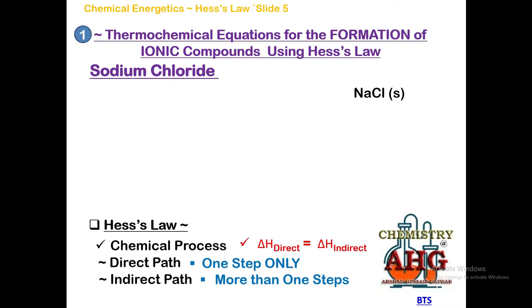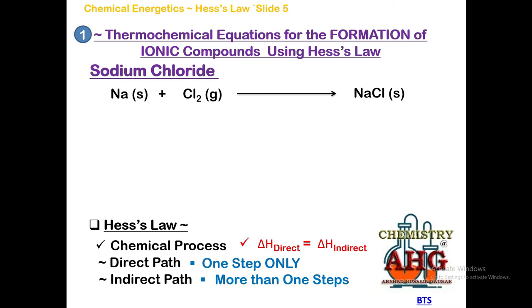Now, how can you prepare sodium chloride in one step? It is very simple. Just look at the formula of sodium chloride and identify which elements we must mix to produce it. You can easily understand that sodium chloride is a combination of two elements. Number one, sodium, Na, and number two, chlorine, Cl2 gas. When these two elements combine and produce sodium chloride in one step, that one step is known as the direct path.